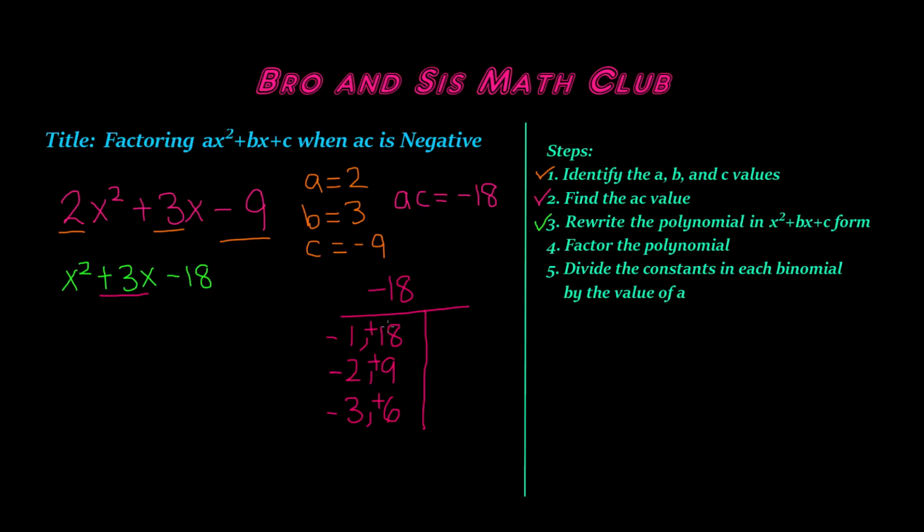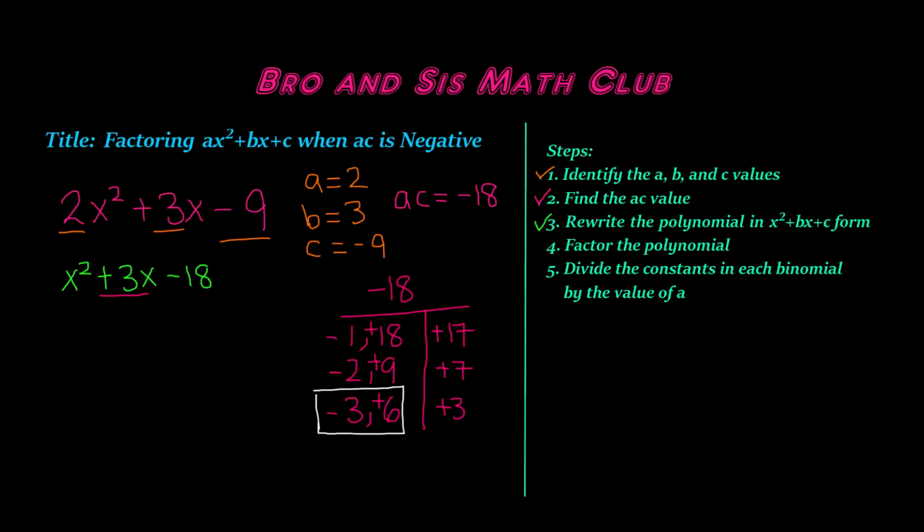So now if we add positive 18 and -1, we get positive 17. Positive 9 and -2 give us positive 7. And positive 6 and -3 gives us positive 3. So the b value is positive 3. That means the factor pair that we're going to be using is -3 and positive 6. So we have done that.